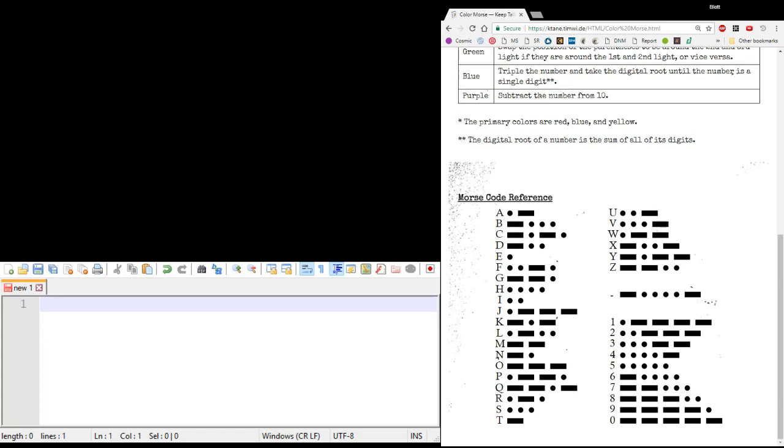For my third one, I have white divided by parentheses orange times orange. Morse is dot dot dot dash dot dot dot dash dash.